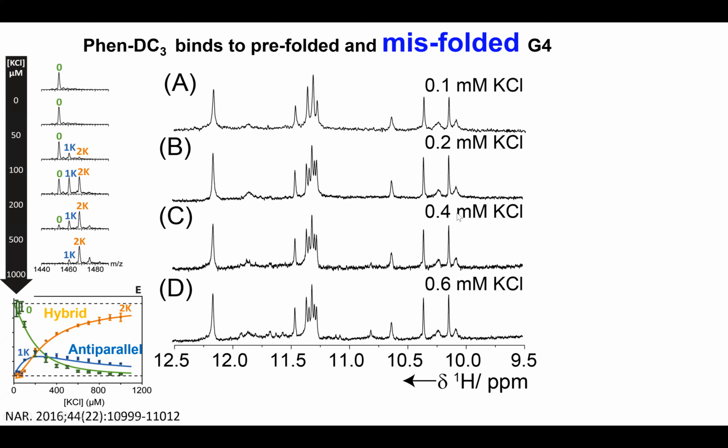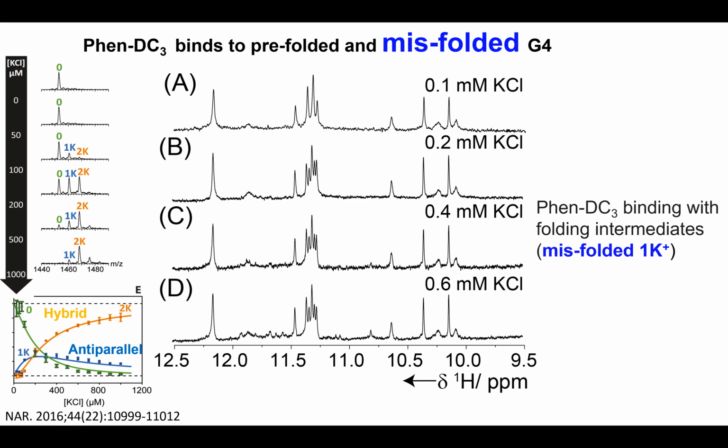Also, you can see that at very low submillimolar concentrations of the salt, when there are partially folded and misfolded species, the ligand actually binds and gives the final topology of the antiparallel ligand-bound complex. So we have one conclusion, that this ligand can also bind to the intermediates, the misfolded species, which is the two-quartet misfolded species.